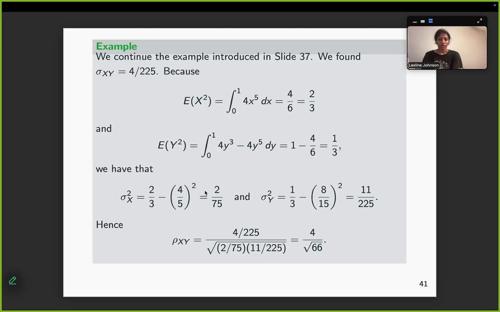And so we have our covariance divided by our standard deviation of x times the standard deviation of y, and that gives us our result here, which is 4 over the square root of 66. And that is our correlation coefficient.